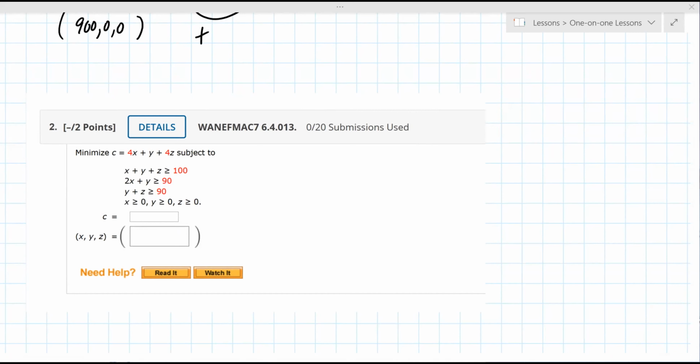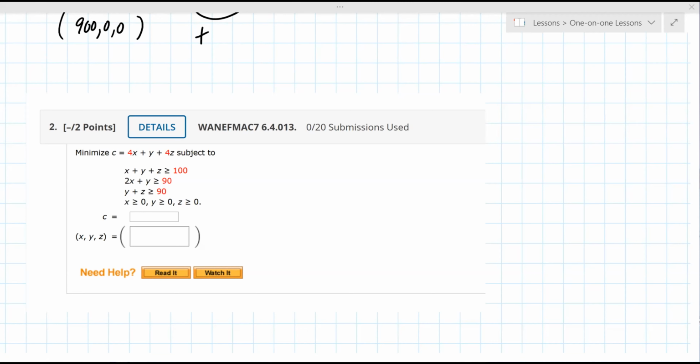Oh wait, I can only see your workspace. You can see the intermediate steps. This format doesn't work well for all the screens I have open. Then 2x plus 1y plus 0z has to be greater than or equal to 90. And we have 0x plus 1y plus 1z greater than or equal to 90 as well.